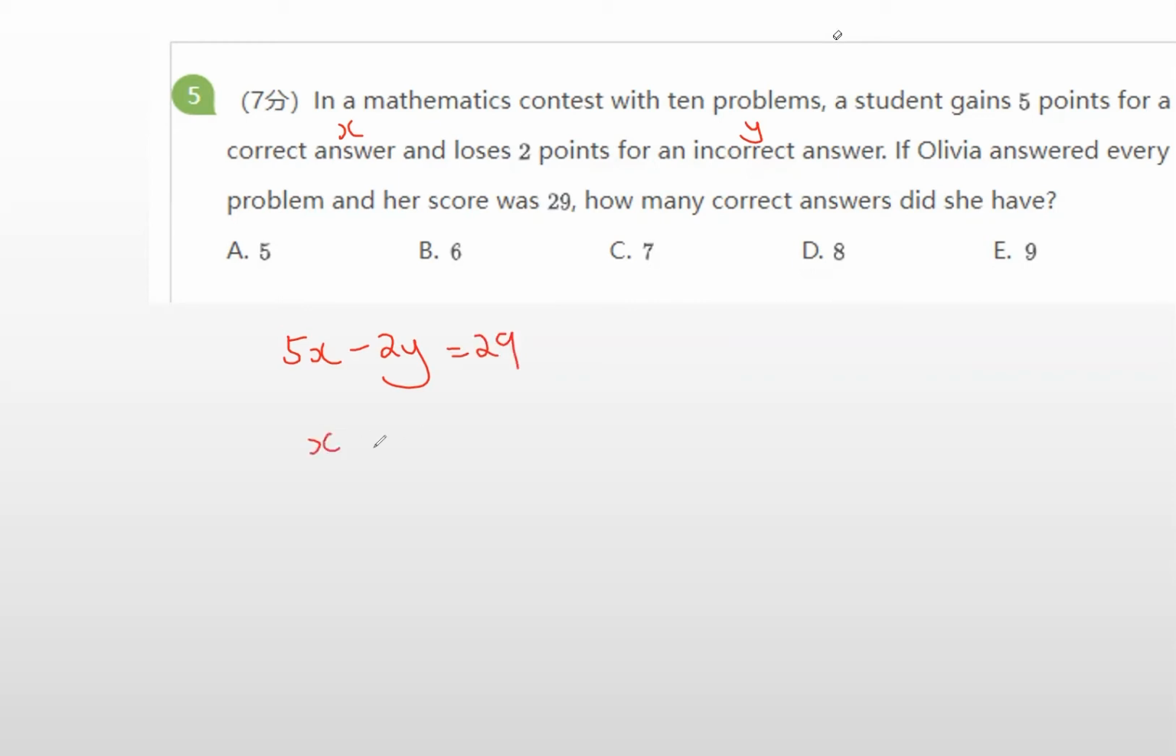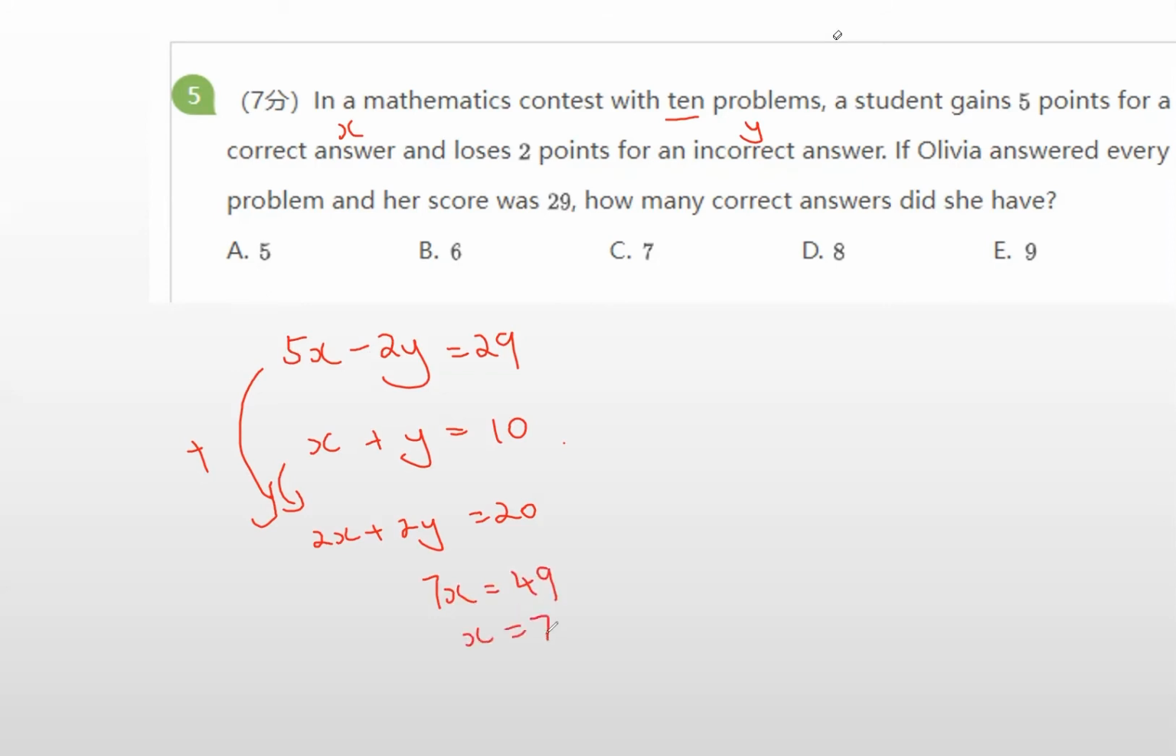We also know the number of correct answers plus the number of incorrect answers is going to be 10. We only got 10 problems. So that's just 2 equations. And we can double the second equation, it becomes 2X plus 2Y equals 20. And we use the first equation plus the second equation. We do a plus here. So we see the 2Y will cancel out. So we get 7X equals 49.